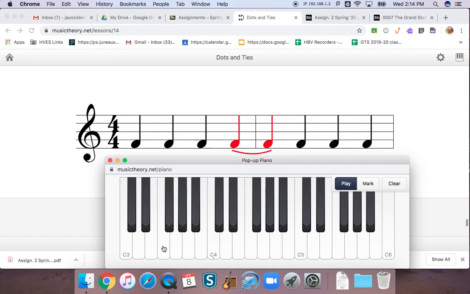That's what it would sound like. If that tie wasn't there, it would just be F, F, F. But with that tie there, I have to make those 2 red ones last longer. Tie, and then keep going.